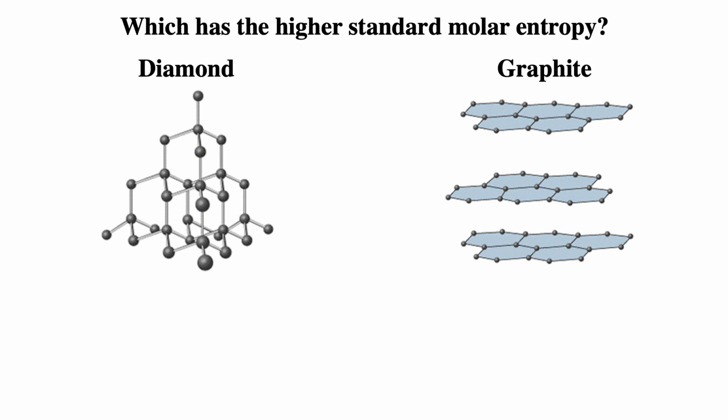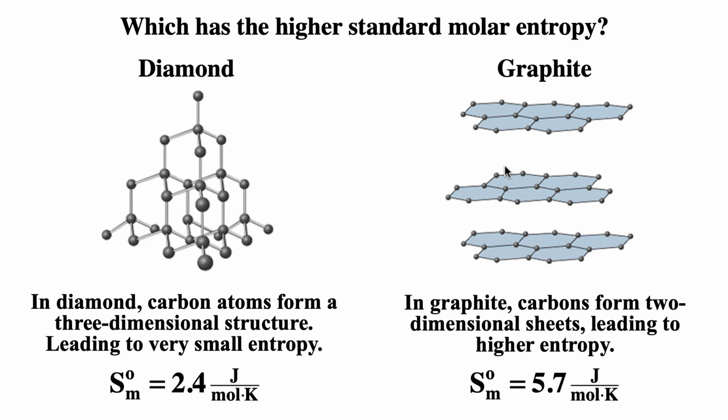Which has higher standard molar entropy, diamond or graphite? Graphite is kind of interesting. You can actually get a little bit of sliding between these planes. And so the diamond's going to have a lower entropy, and the graphite will have a little bit higher entropy. And this you can think of in terms of intermolecular forces.